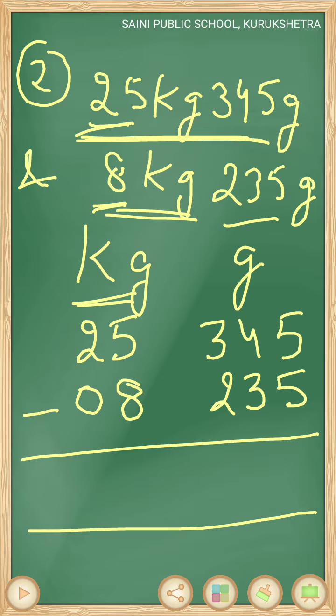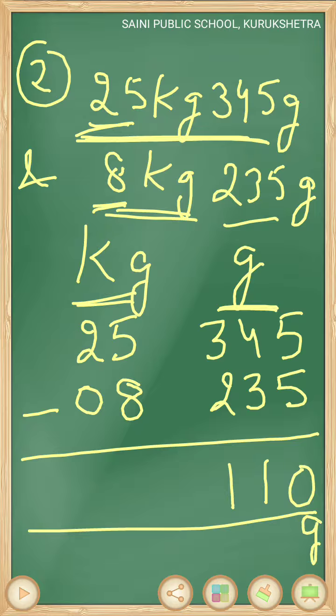Now we will subtract these two numbers from the right-hand side, that is, from the gram place. Okay, now 5 minus 5, 0. 4 minus 3, 1. 3 minus 2, 1. So our gram place is complete: 110 gram.